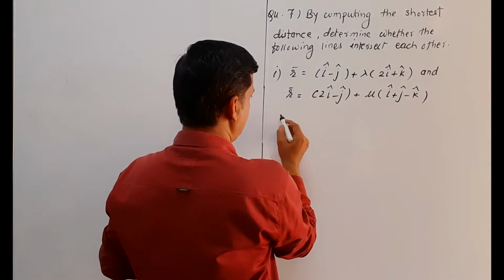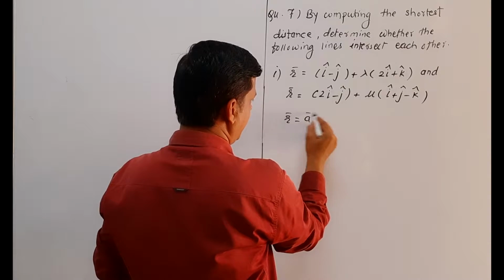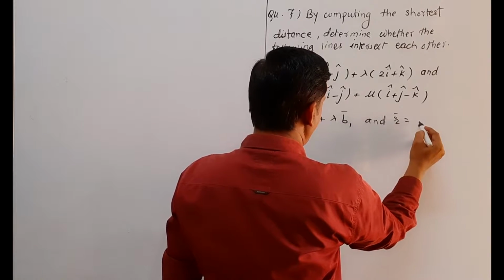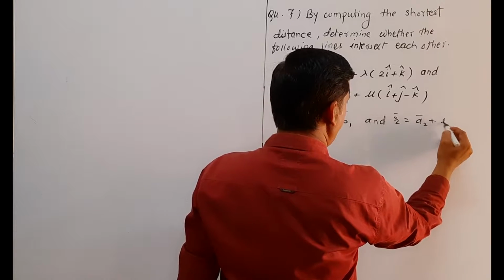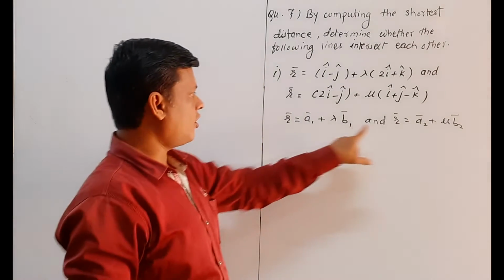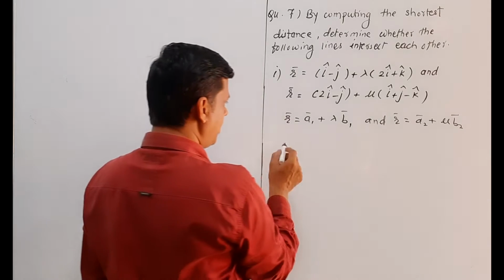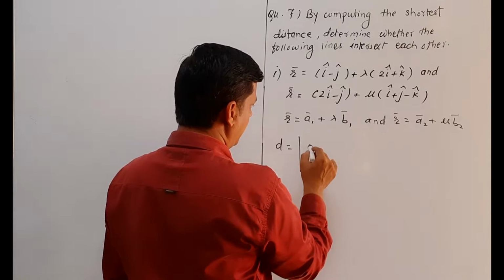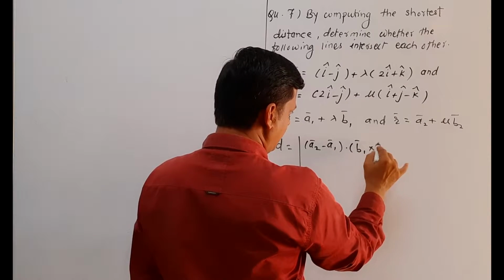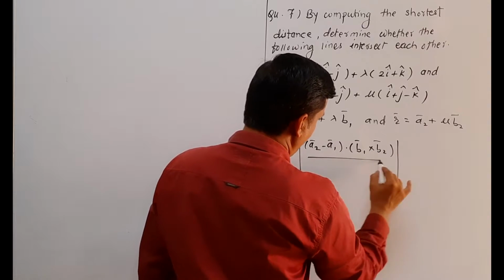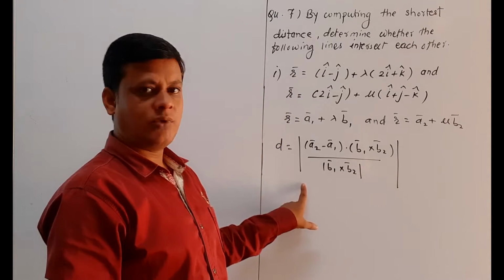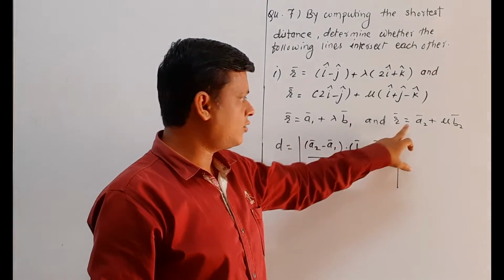We know that if r bar is equal to vector a1 plus lambda into vector b1 and r bar is equal to vector a2 plus mu into vector b2 are the equations of two lines, then the shortest distance between these two lines we calculate by using the formula d equals mod of (vector a2 minus vector a1) dot b1 bar cross b2 bar upon magnitude of b1 bar cross b2 bar. So using this formula we can find the shortest distance between these two lines.